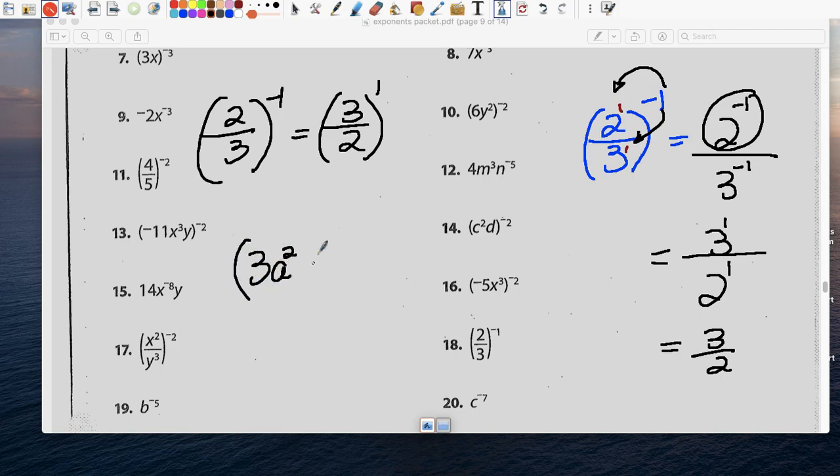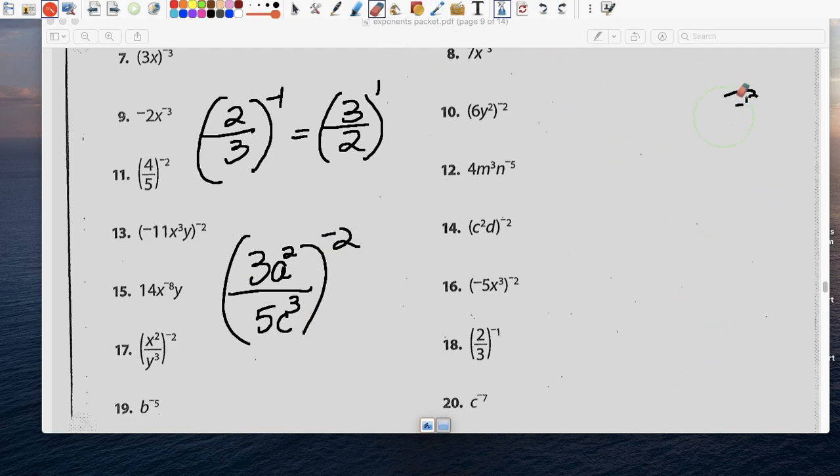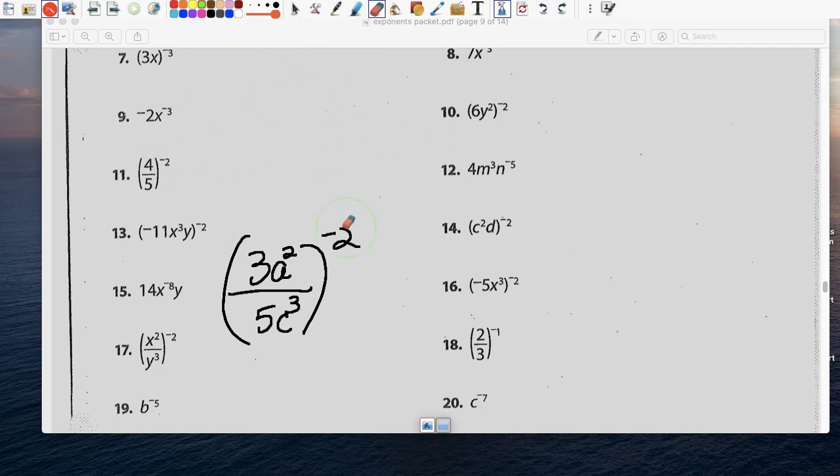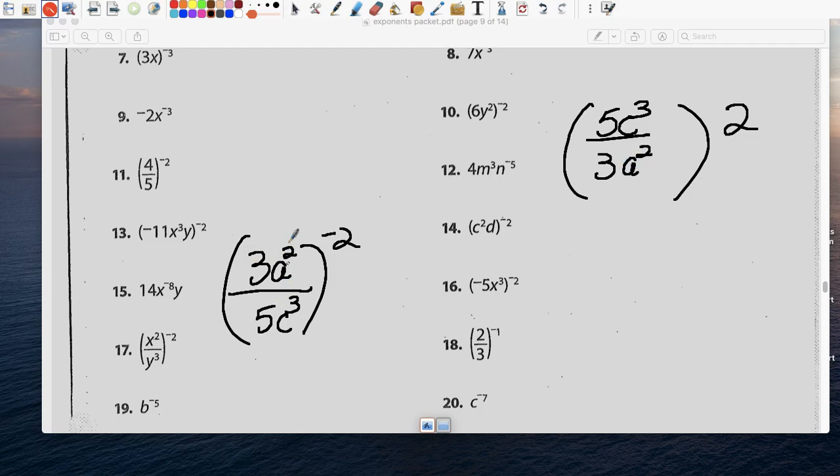3a squared over 5c to the 3rd power, raised to the negative 2nd power. There's a couple of ways you can do this. The first thing you might want to do is get rid of this negative exponent, so change it to positive. Because you change it to a positive, you have to use the reciprocal: 5c cubed over 3a squared. The numerator becomes the denominator, and the denominator becomes the numerator.